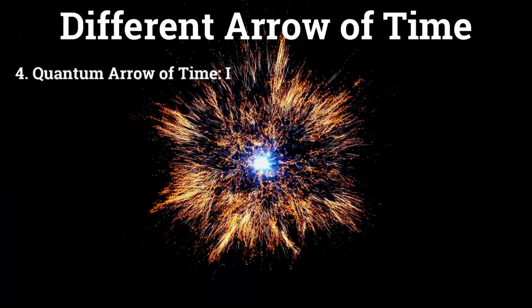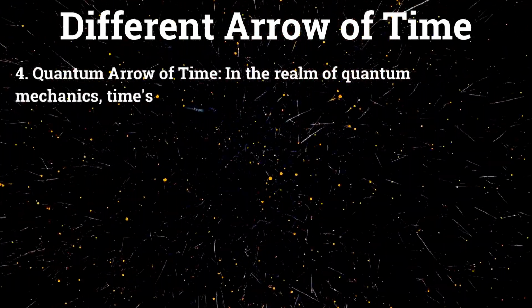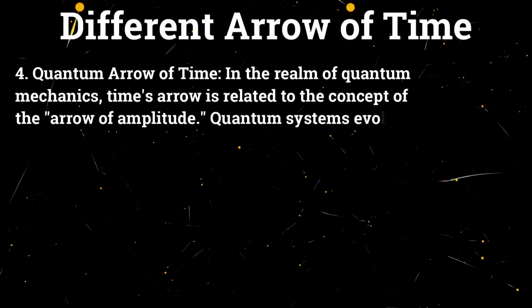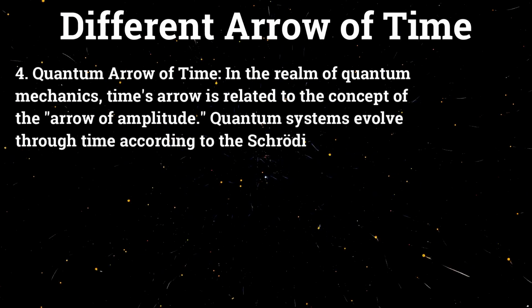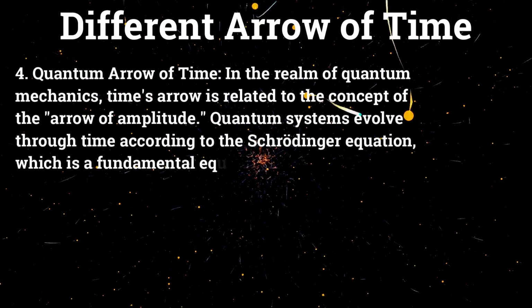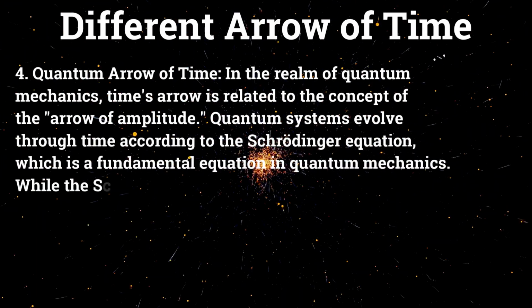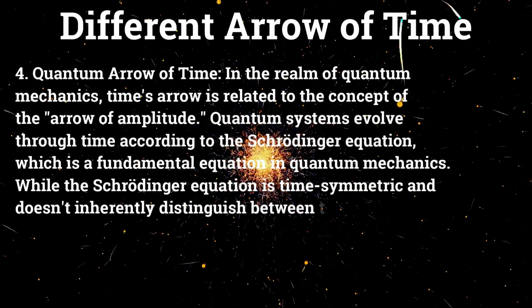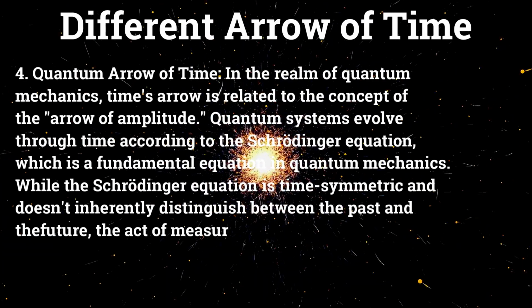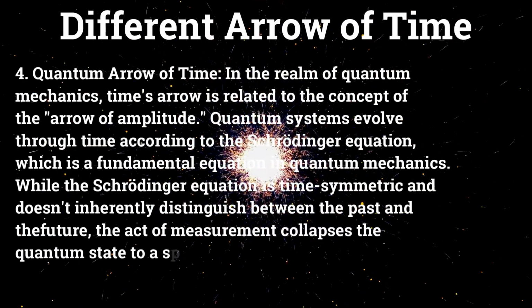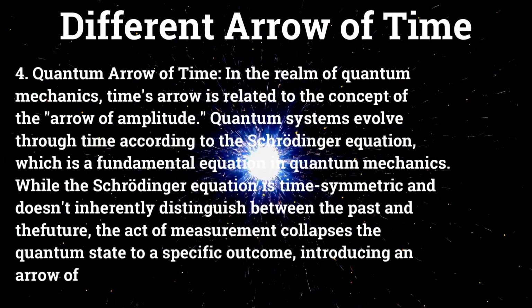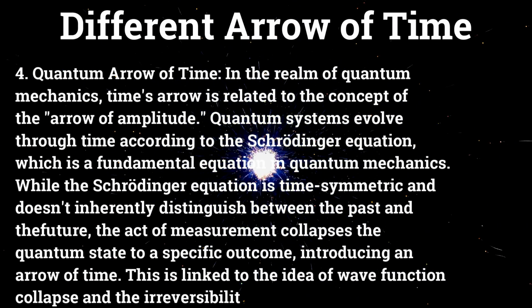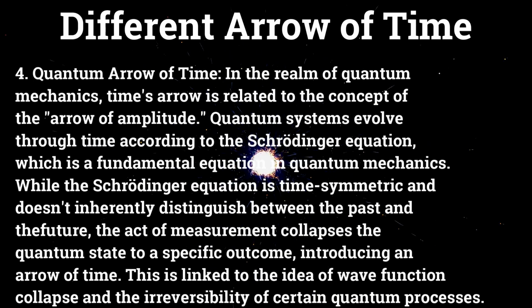Quantum arrow of time. In the realm of quantum mechanics, time's arrow is related to the concept of the arrow of amplitude. Quantum systems evolve through time according to the Schrödinger equation, which is a fundamental equation in quantum mechanics. While the Schrödinger equation is time-symmetric and doesn't inherently distinguish between the past and the future, the act of measurement collapses the quantum state to a specific outcome, introducing an arrow of time. This is linked to the idea of wave function collapse and the irreversibility of certain quantum processes.